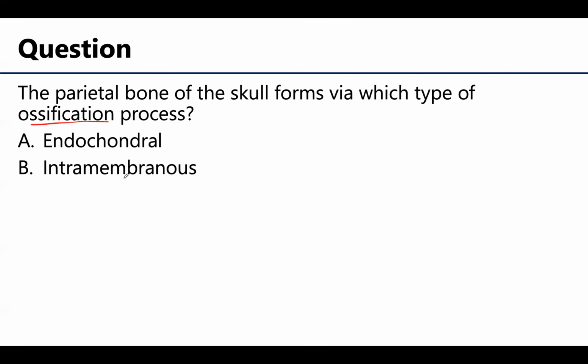What was your answer? Well, the parietal bone is one of the few bones that is going to form through intramembranous ossification. Recall the flat bones of the skull, most of the facial bones, the mandible or the lower jaw, and a portion of the clavicle or the collarbone are going to form via intramembranous ossification. All other bones of the body initially form via endochondral ossification with that cartilage model first.